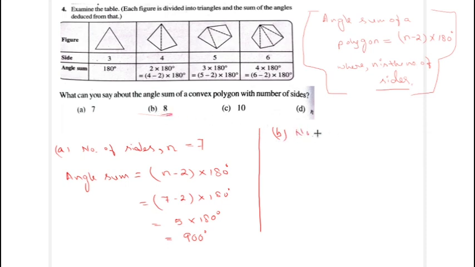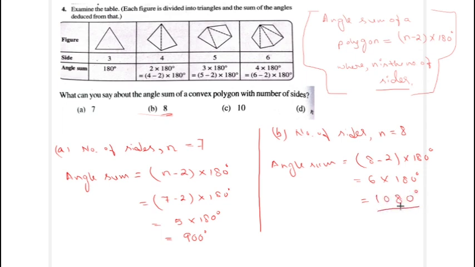Similarly, number B, it is given the number of sides is 8. So n equals 8. So simply we will find it out by using the formula. Angle sum equals (8 minus 2) multiplied by 180 degrees. 6 multiplied by 180 degrees. Now 6 multiplied by 18 is 108 and 0 is there. So 1080 degrees.